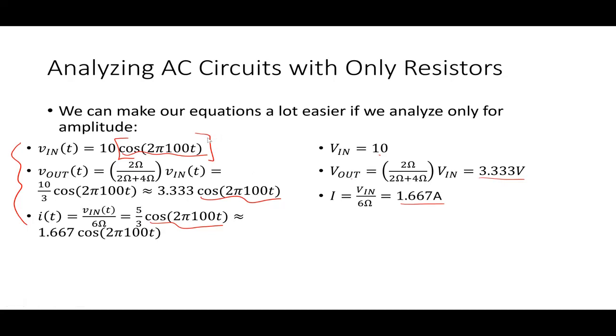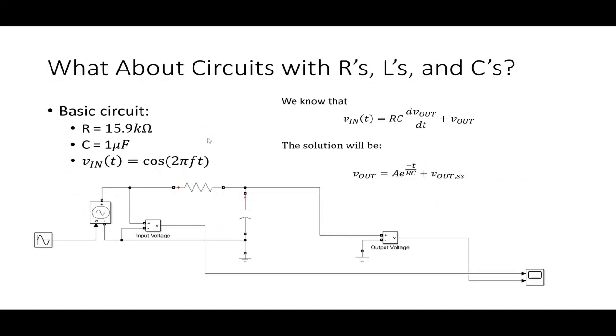In other words, I don't need to keep the whole time waveform around to do my analysis. I can just simply do it on the amplitude. Okay? Now that applies when I have only resistors. But what happens if I have R's, L's, and C's? So here's a slightly more complicated circuit.